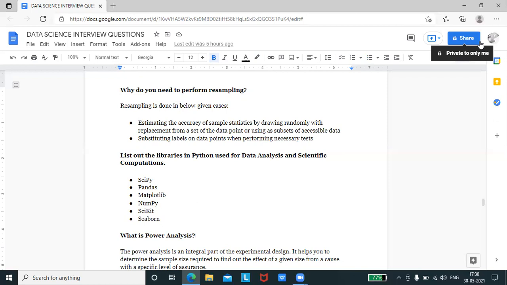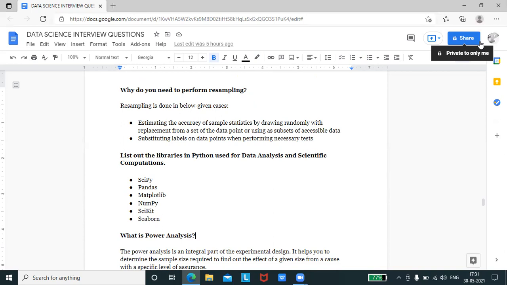So the first one is NumPy and SciPy. NumPy stands for numerical Python. The most powerful feature of NumPy is the n-dimensional array. This library also contains basic linear algebra functions, Fourier transforms, advanced random number capabilities, and tools for integration with other low-level languages like Fortran, C, and C++.